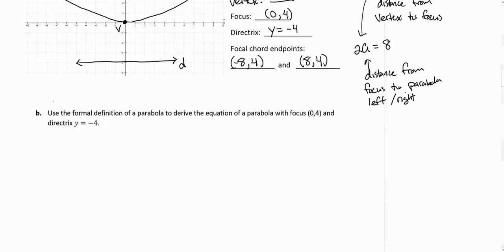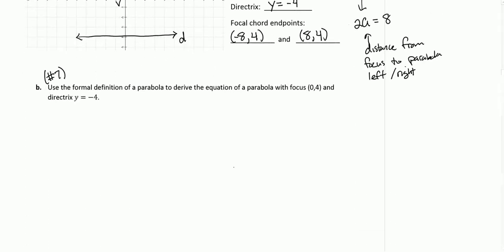Part B is taken from number 7 in the homework. And it says to use the formal definition of a parabola to derive the equation of a parabola with a focus at 0, 4 and a directrix at y equals -4. So I'm going to start with a sketch here. So the sketch is going to have y equals -4. So there's our directrix. And our focus at 0, 4.